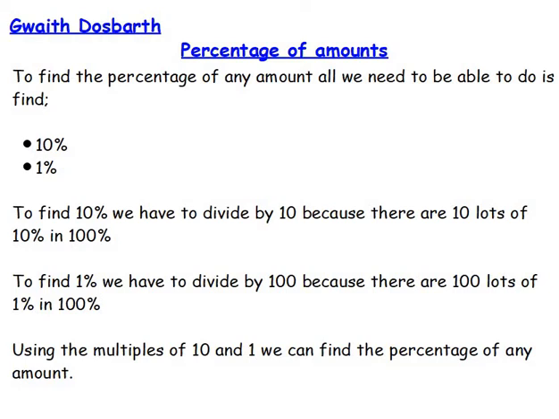To find the percentage of any amount, all we need to do is be able to find 10% and 1%. Now, to find 10%, we just have to divide by 10. And that's because there are 10 lots of 10% in 100%. There are 10 tens in 100. To find 1%, all we have to do is divide by 100. And that's because there are 100 lots of 1% in 100%. Using the multiples of 10 and 1, we can find the percentage of any amount.